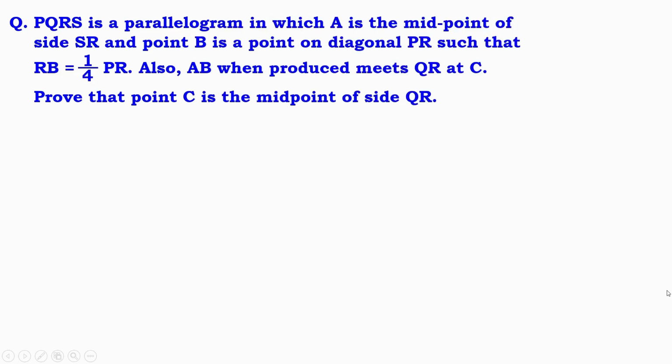PQRS is a parallelogram in which A is the midpoint of side SR and point B is the point on diagonal PR such that RB equals 1 by 4th of PR. Also, AB when produced meets QR at C. Prove that point C is the midpoint of side QR. If you couldn't understand, let us draw it first.